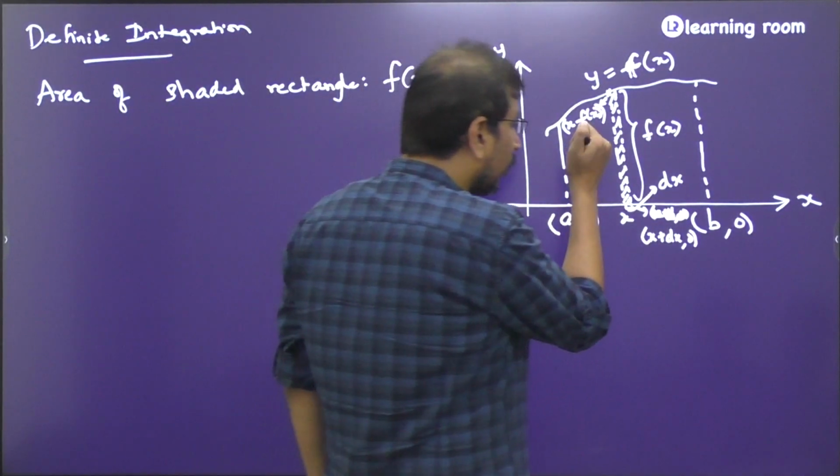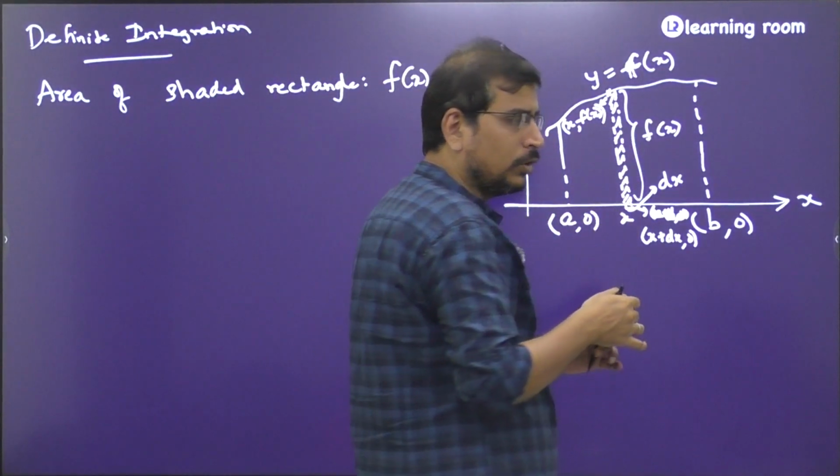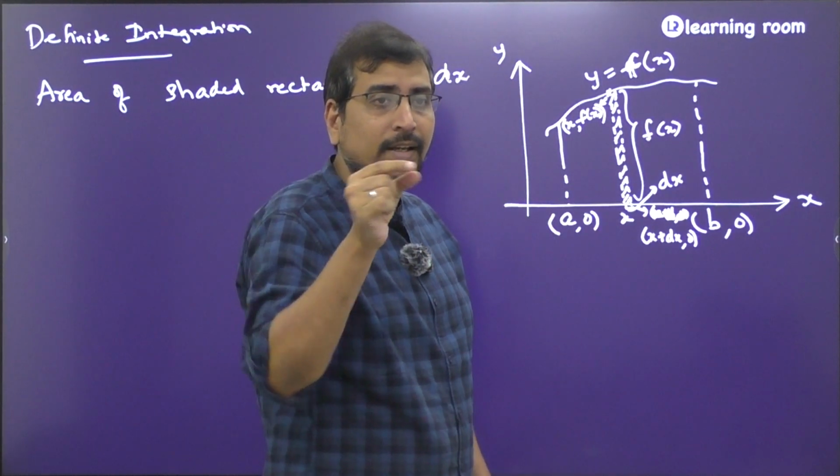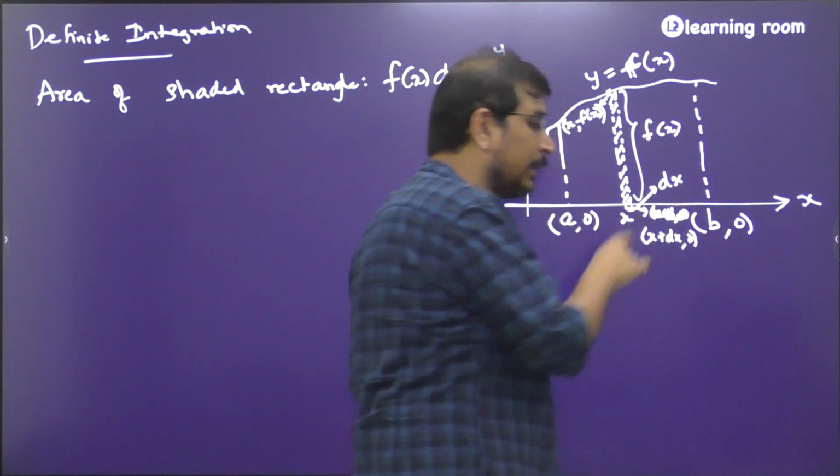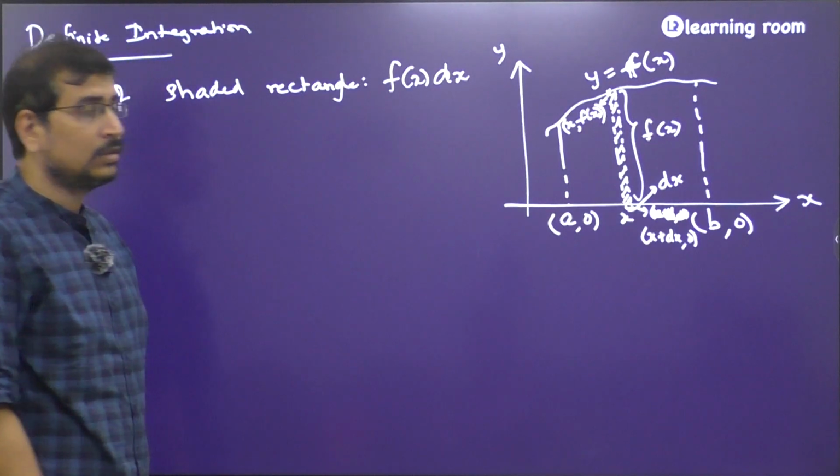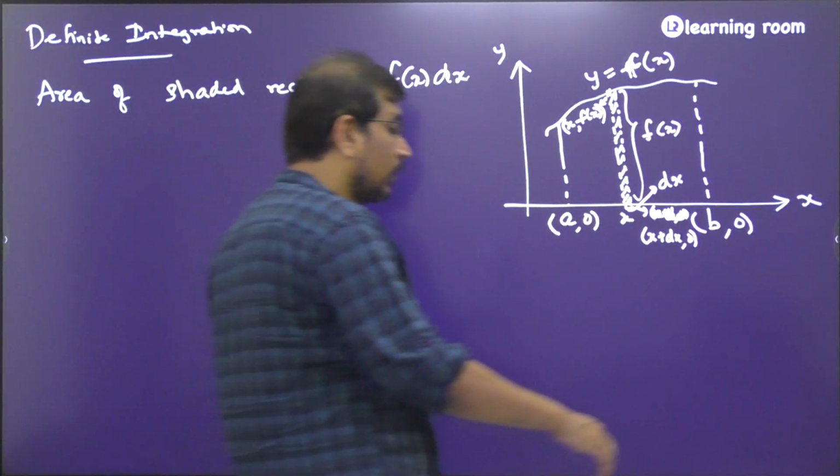Now, how many such rectangles of this small quantity can I find between the points A and B? So how many can I find?